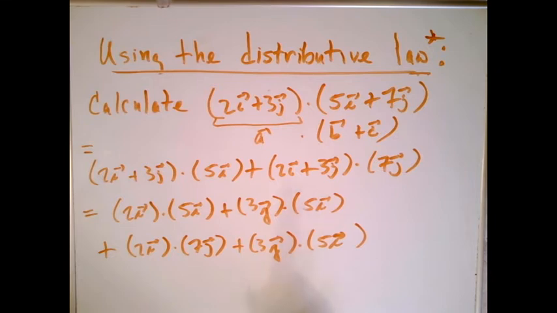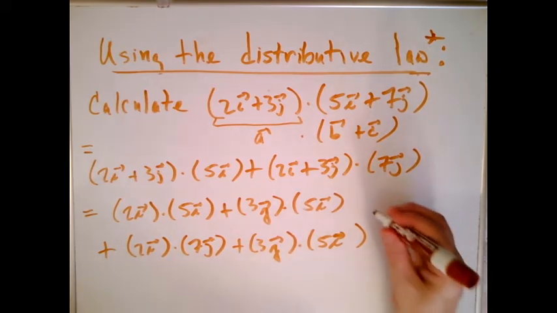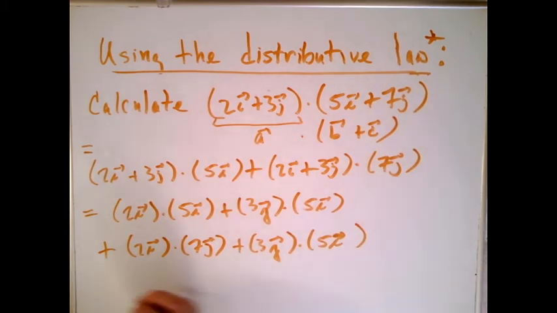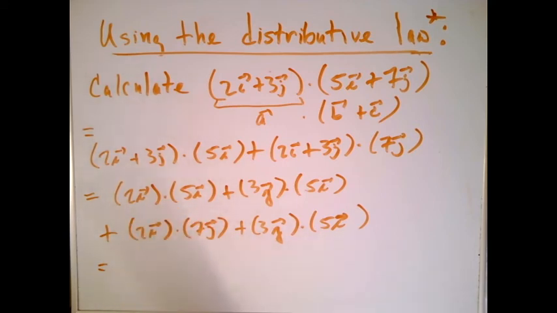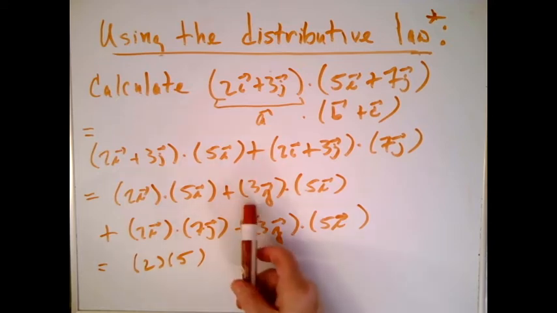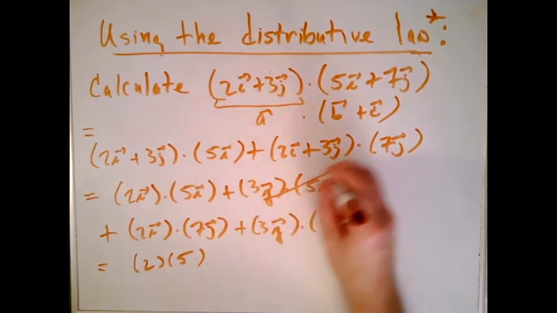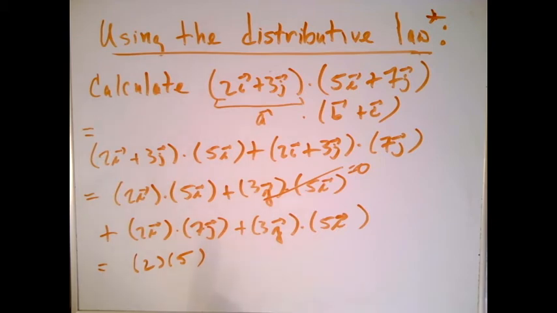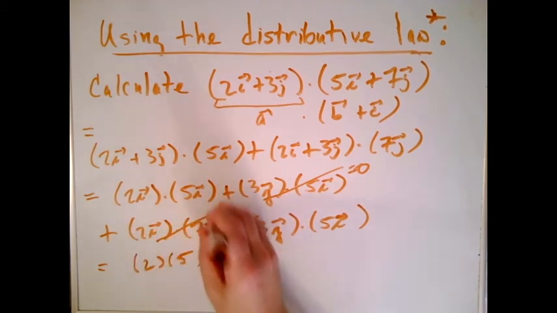These actually wind up being a lot cleaner and a lot easier than you might think. Let's put equals over here, and we'll just see what we can do with this, right? Remember that 2i and 5i are parallel in the same direction, so their dot product is just the product of their lengths. Remember that j and i are perpendicular. That makes 3j and 5i still perpendicular, so that's just equal to 0. 2i and 7j are still perpendicular, so that's just equal to 0.